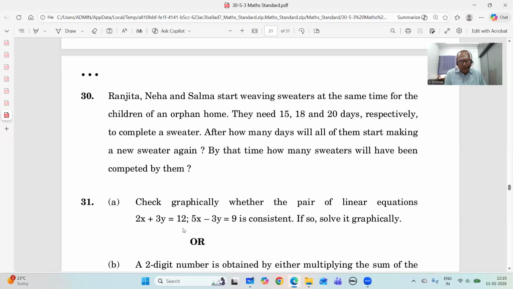That means we may be getting two intersecting lines. That shows they are consistent. Okay, so let's do this using a graph.